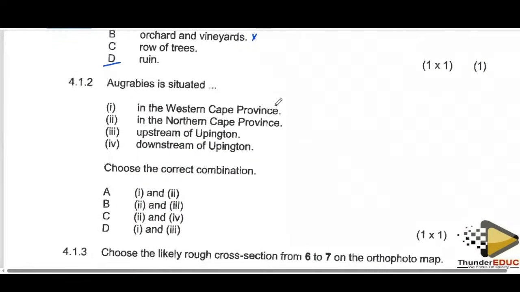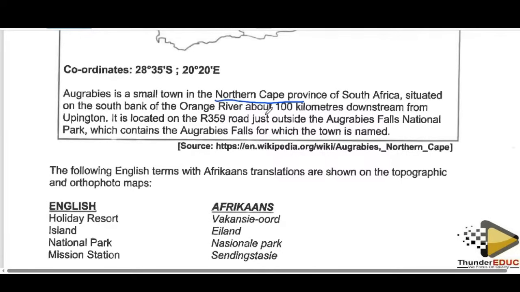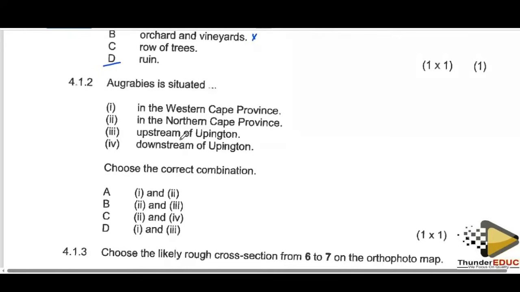However, we're looking at the way our group is situated in which province. We go back to the information that was given to us above, which says Agrab is situated in the Northern Cape province on the south bank of Orange River, about 100 kilometers downstream from Upington. And there was some information there. So we said situated in the Northern Cape province downstream of Upington, which is 1 and 4. We have option 1 and 4 here.